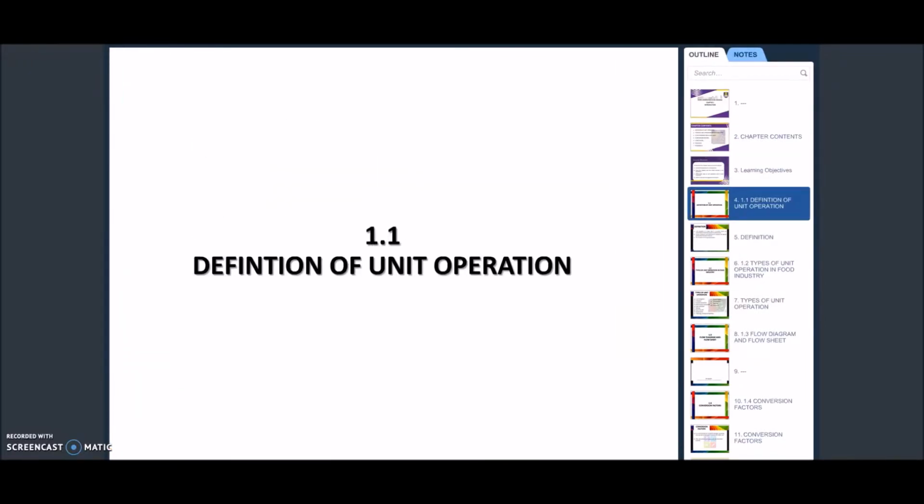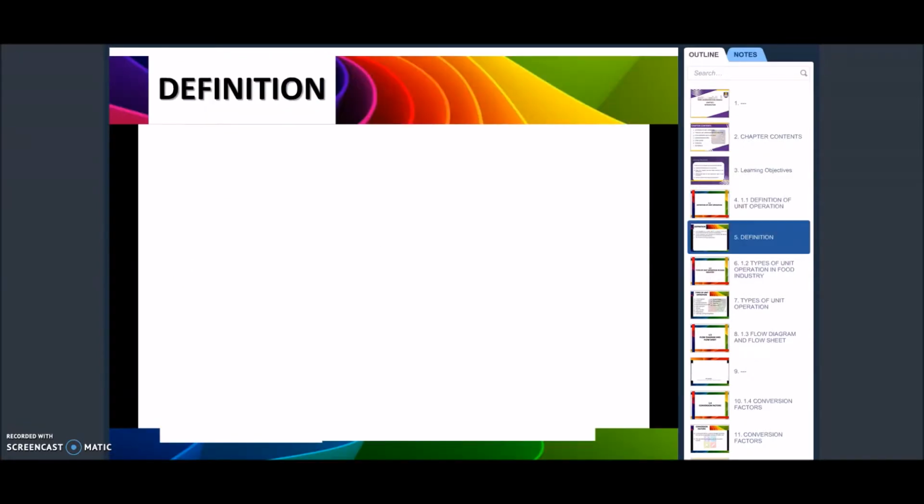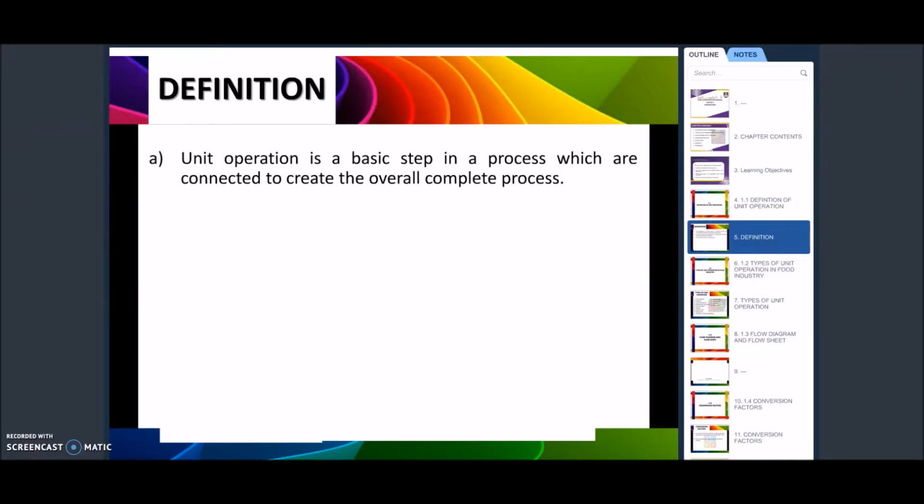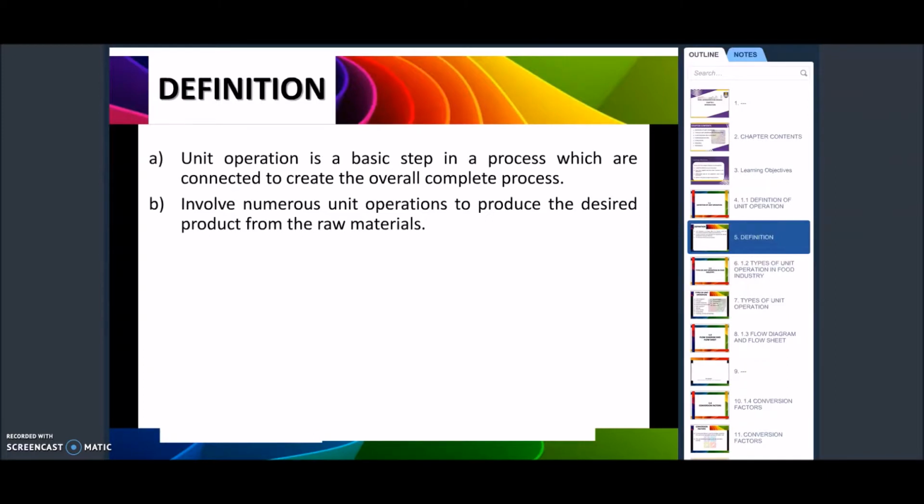Okay, now we proceed with 1.1, which is definition of unit operation. Unit operation is a basic step in a process which are connected to create the overall complete process. It involves numerous unit operations to produce the desired product from the raw materials.